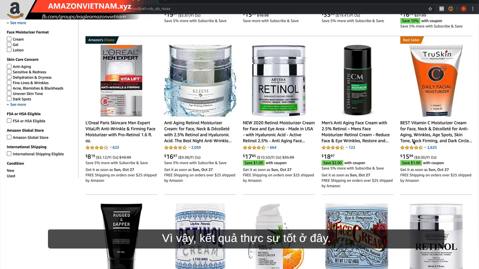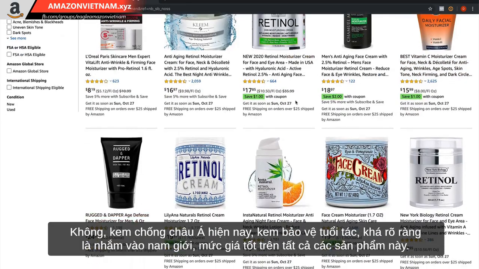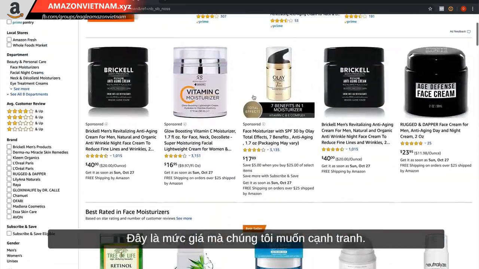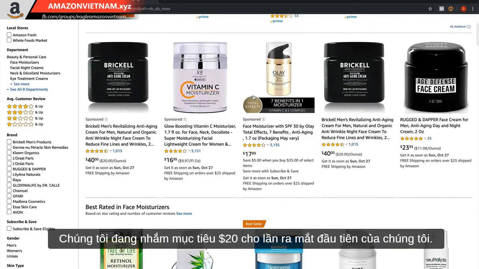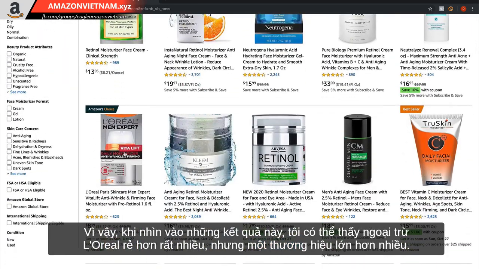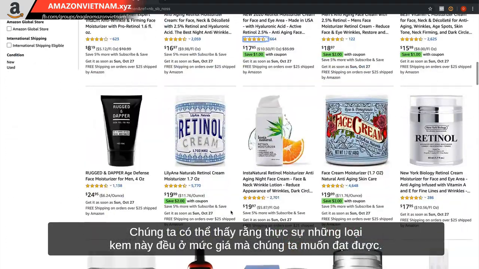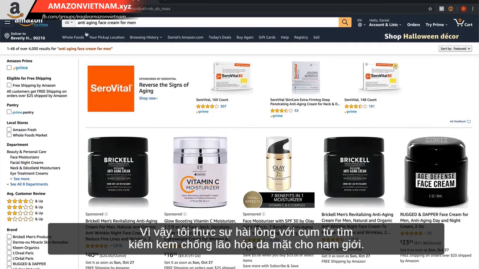So really good results here. Another anti-aging cream, another age defense cream, quite clearly targeting men. Good price points across all of these products as well. This is the price point that we want to be competing at. We're targeting $20 for our first initial launch. So when looking at these results, I can see apart from the outlier of L'Oreal, who's a lot cheaper, but a much larger brand, these creams are all at the price point we want to be hitting. So I'm really happy with the search term anti-aging face cream for men.